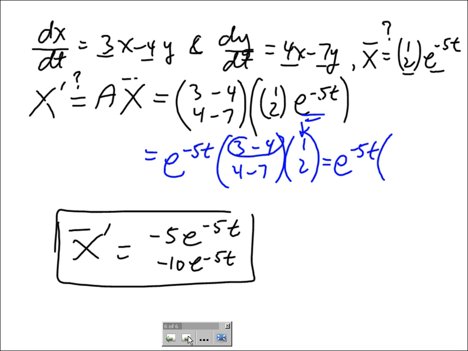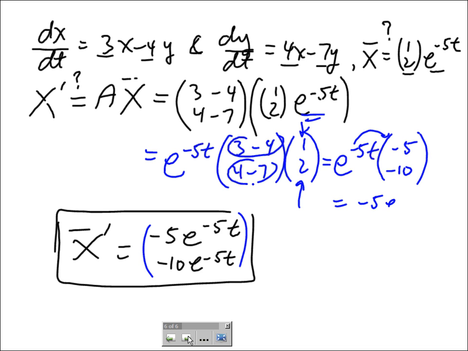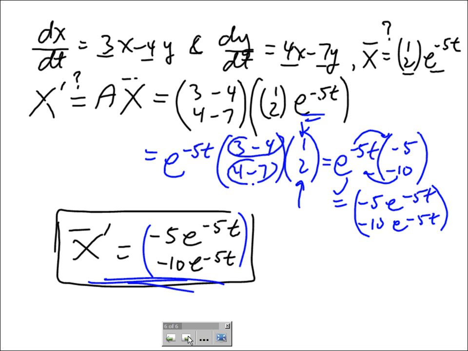This row dotted with that column is 3 minus 8, which is negative 5. And this row dotted with that column is negative 10. But that's exactly what this says. This is negative 5 e to the negative 5t, negative 10 times that, which is exactly what we wanted to get for x bar. That is, it did check. Make sure you understand that.